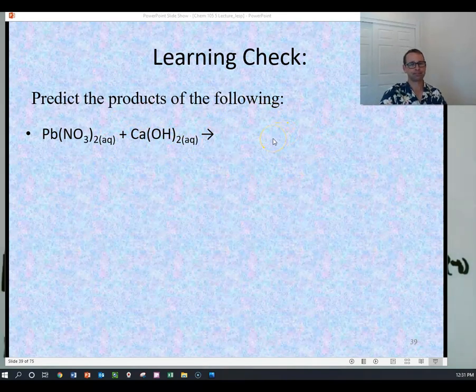Oh, it's going to be OH, Pb. All right, Pb OH, lead. What is the OH ion? Hydroxide. Very good. So lead hydroxide. And what's the other product? Calcium nitrate. Very good. Calcium nitrate and lead hydroxide. Now, are either of those going to be a precipitate?